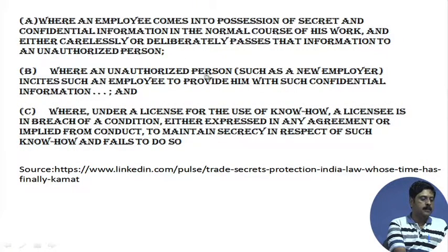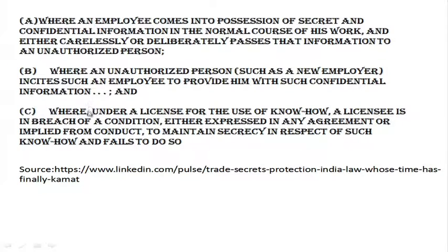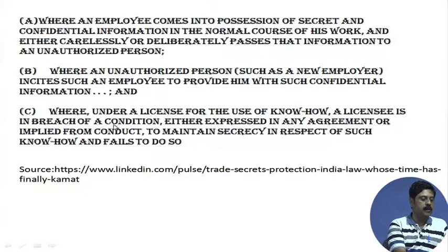Then there is the case where an unauthorized person, such as the new employer, induces such an employee to provide him with such confidential information. That may happen sometimes; this type of illegal trade practice is also adopted in business circles. And where, under a license for the use of know-how, a licensee is in breach of a condition, either expressed in an agreement or implied from conduct, to maintain secrecy in respect of such know-how, and fails to do so. These are the situations where a trade secret breach may happen.